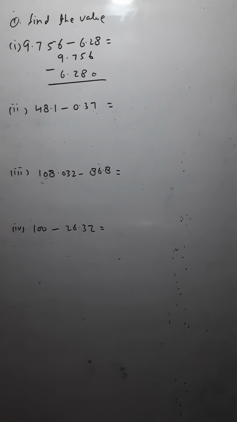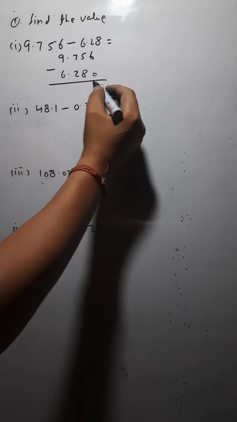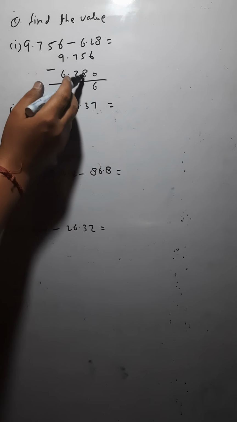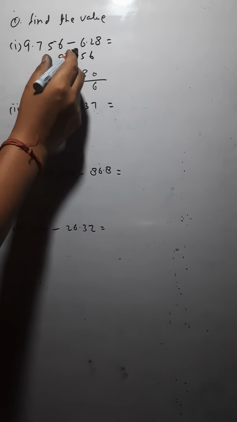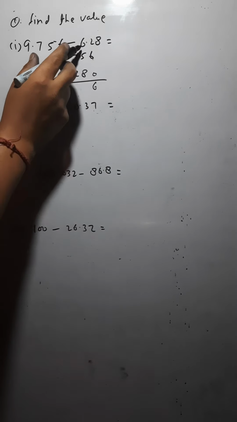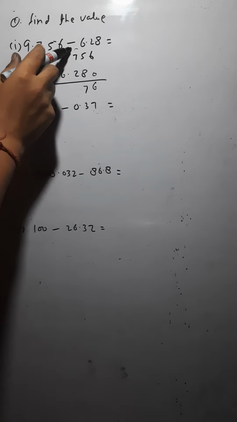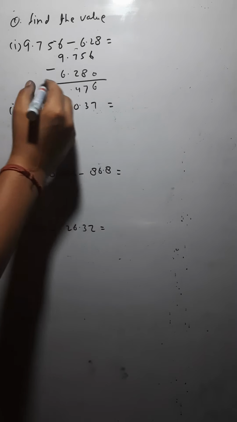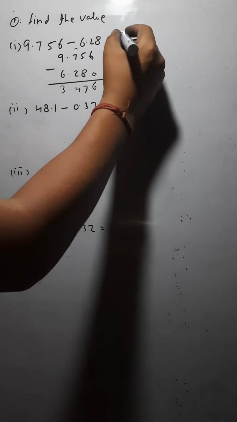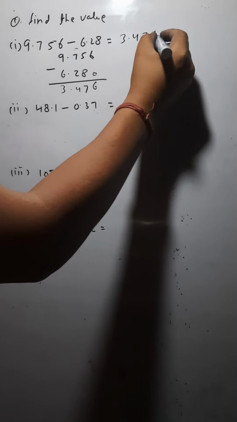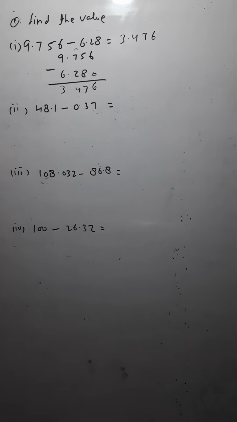So if you are subtracting, how much are you getting? Just look here. 6 minus 0 would be 6. 5 you cannot subtract from 2, so borrow 1 from here, it would be 15. So 15 minus 8 would be how much? 7. How much is left here? 6. 6 minus 2 would be 4, and 9 minus 6 is 3. So the answer would be how much? 3.476. This is how you would do all the given questions here.